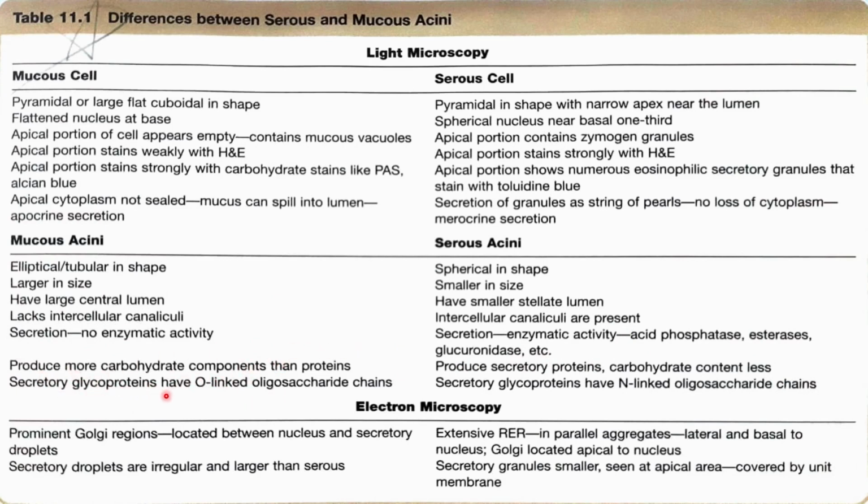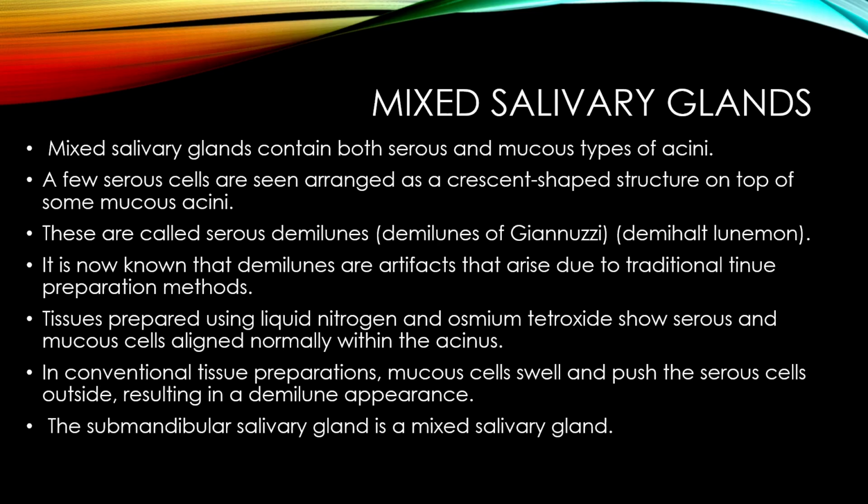Mucous secretory glycoproteins have O-linked oligosaccharide chains, but serous cells produce secretory proteins with less carbohydrate content. Serous secretory glycoproteins have N-linked oligosaccharide chains. Here O-linked, here N-linked. Mucous has more carbohydrate components than proteins, but in serous the content is less. In electron microscopy, mucous cells show prominent Golgi regions located between the nucleus and secretory droplets, but serous cells are not like this. Extensive RER is present in serous.